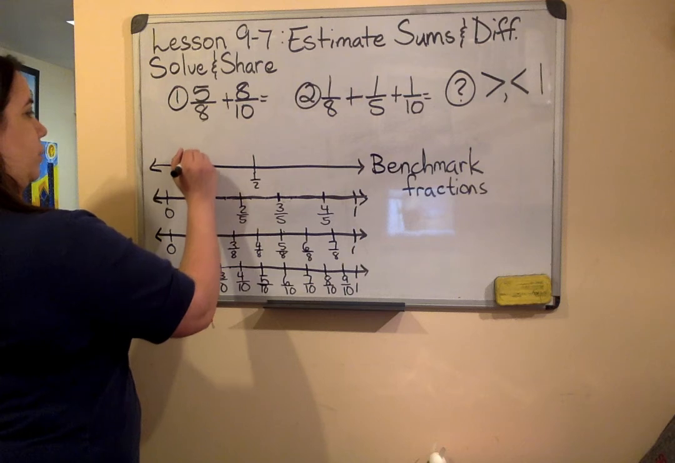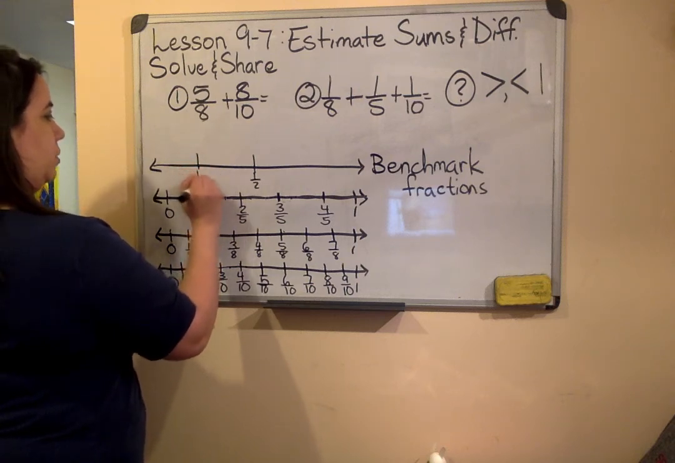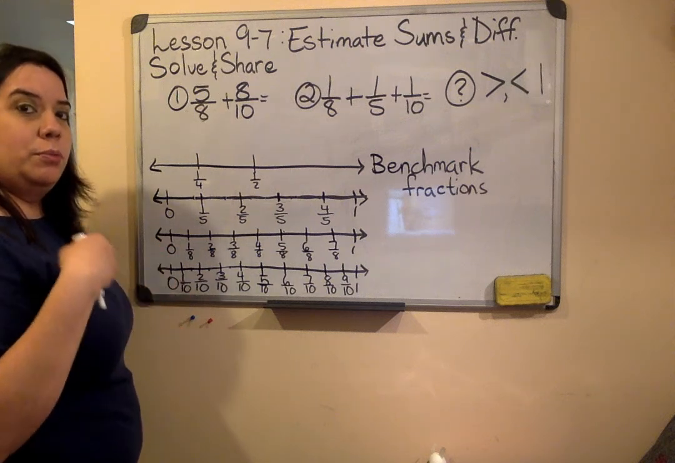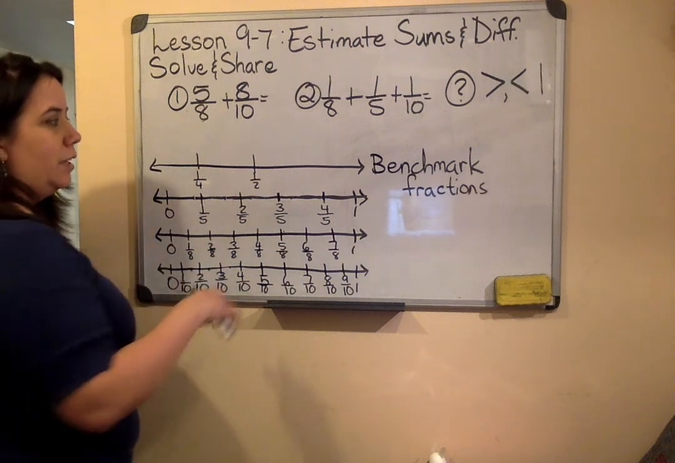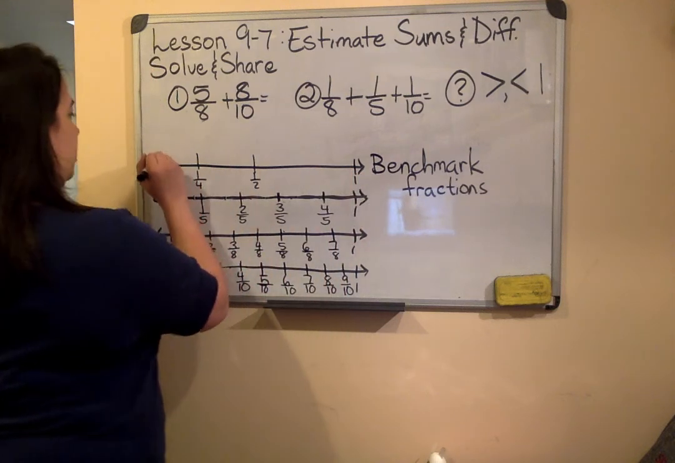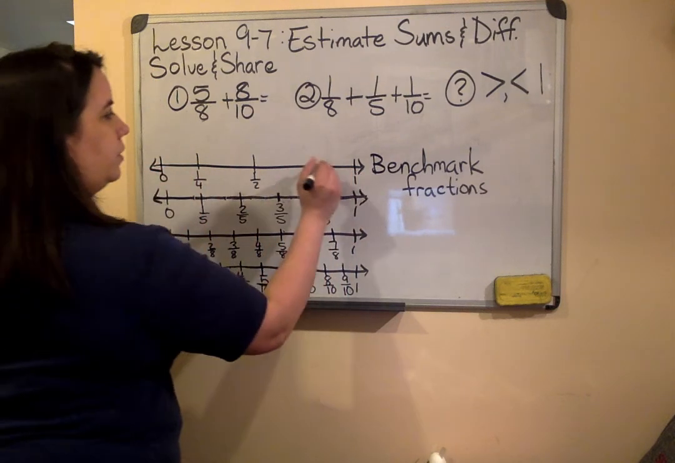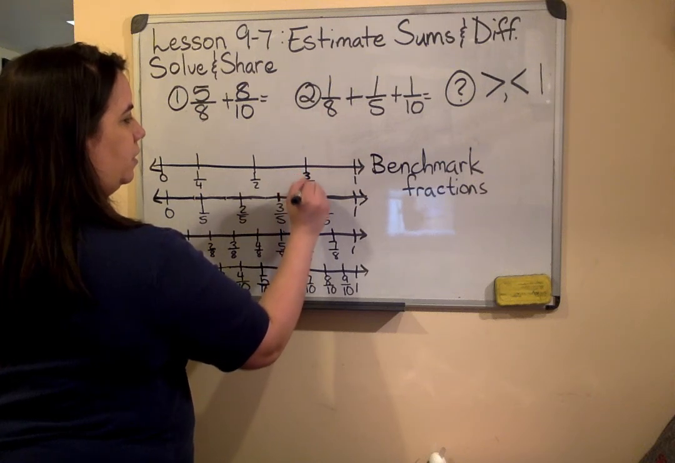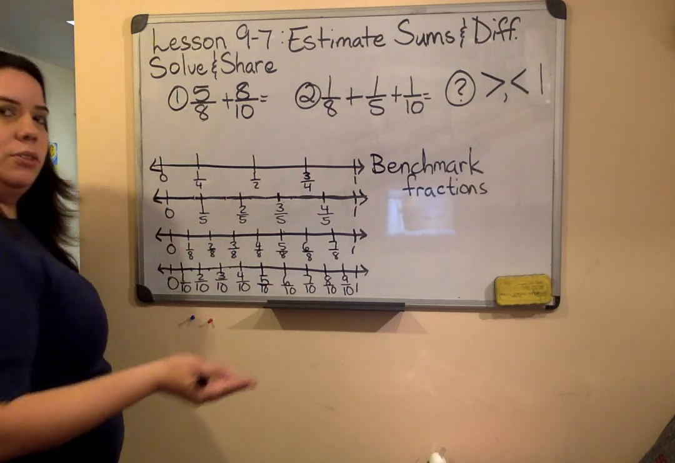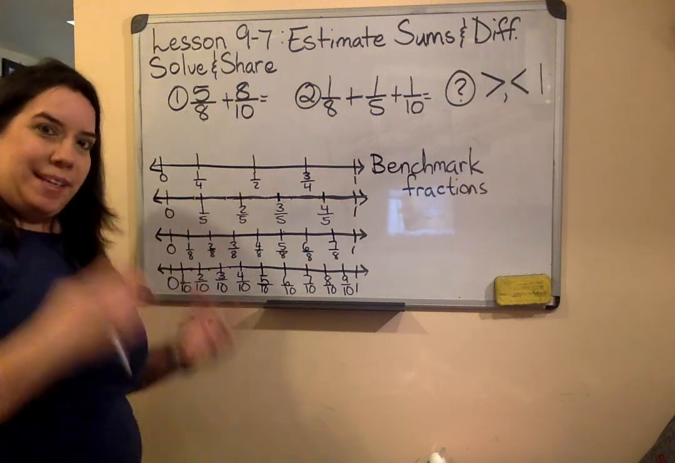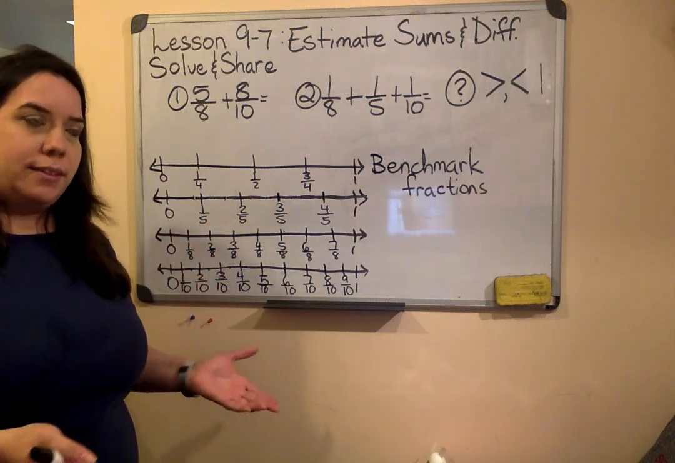Then there's 1/4, un cuarto. That's half of a half. Un cuarto is un mitad de mitad. And then, of course, 3/4. Very good. 3/4, because 3/4 is the other half. These are the benchmark fractions we're going to be using to estimate. Estos son las fracciones que vamos a usar para estimar nuestras respuestas.